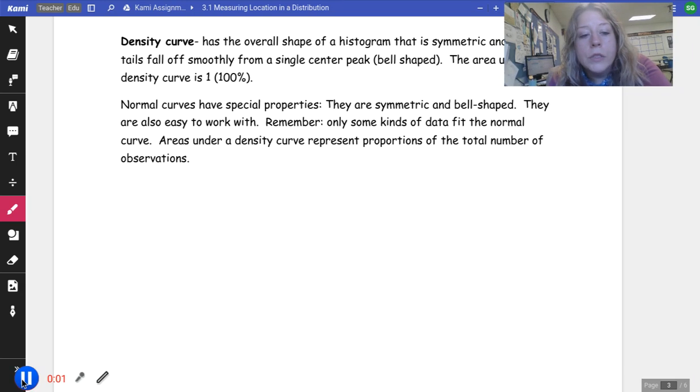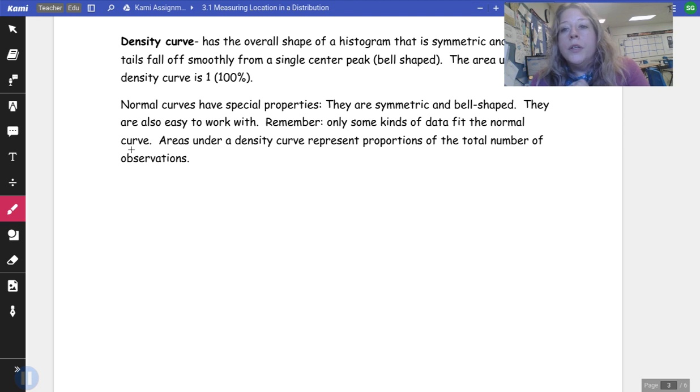Thursday. First thing I want you to do today is to watch that density curve video that was posted under today's work. So go ahead and stop this right here and watch that first. Then when you're back, we're going to be in the 3.1 notes. This is where we left off at density curve.